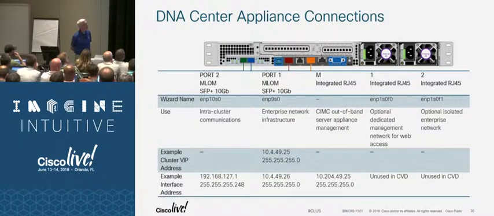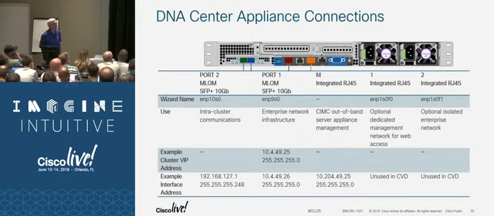I'll talk about that in a second. The next one will go to the rest of your enterprise network, so we're going to manage that through a 10 gig. And then we also have, just like any server that you would have, the CIMC, the Cisco Integrated Management Console port, so that we can do out-of-band management for this server itself. And then we have a couple other ports which are optionally used.